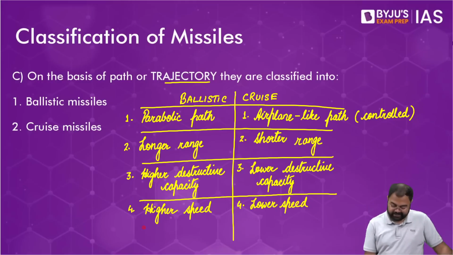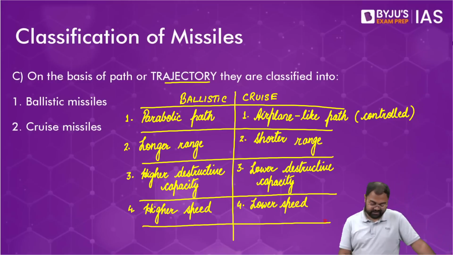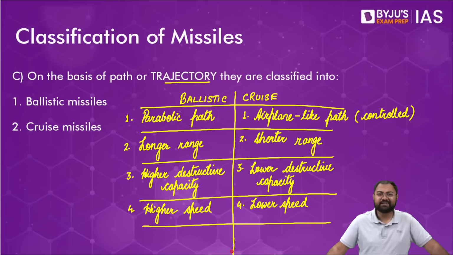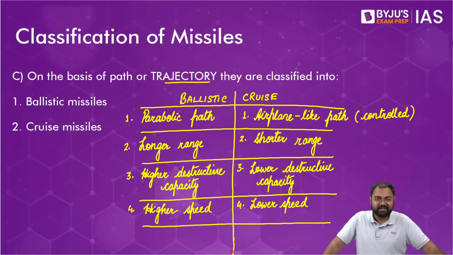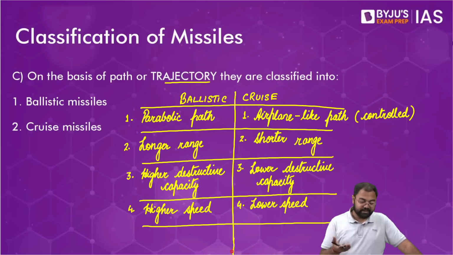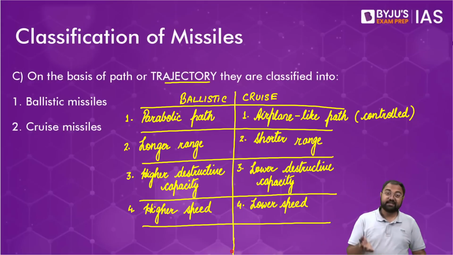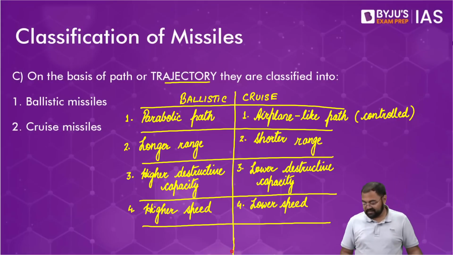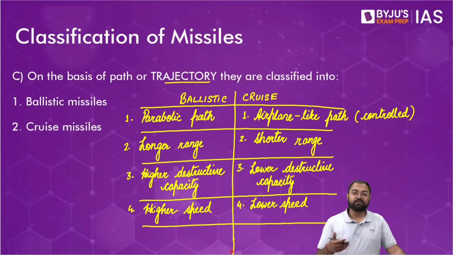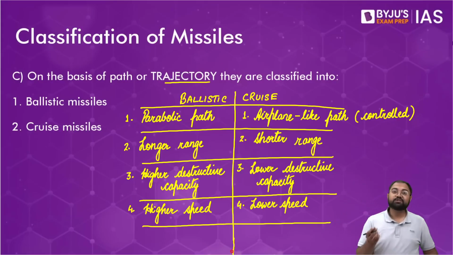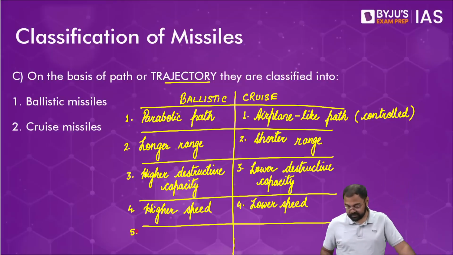Now you might think that if this is the case, then ballistic missile is a better missile compared to cruise missiles. So why do we even have cruise missiles? Why do we even need cruise missiles? Because we see that long range is there with ballistic missiles, better destructive capacity, higher speed. Then in that case, what is the advantage with cruise missiles? Why do we even need a cruise missile? Can you think of the answer?